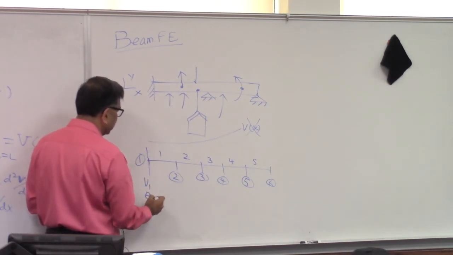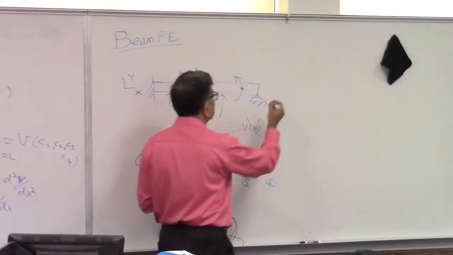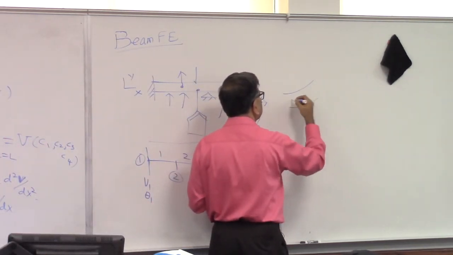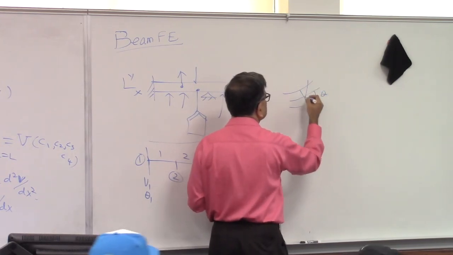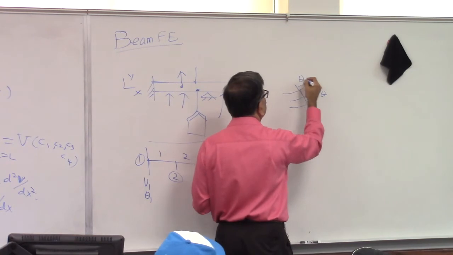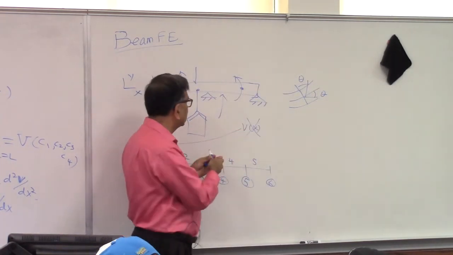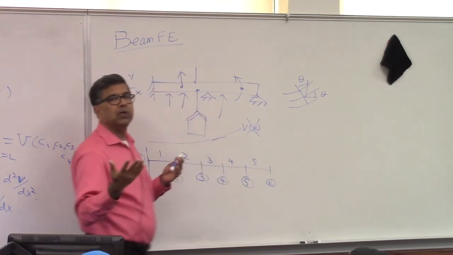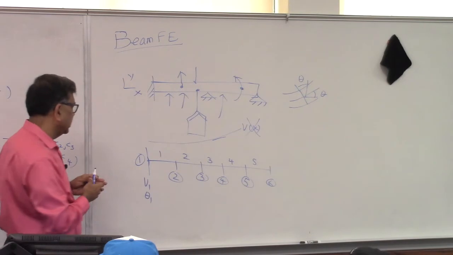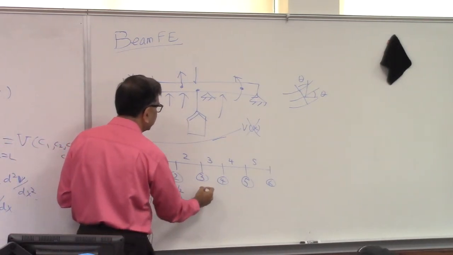The slope, sometimes I call it rotation. They are different: this is slope, this is rotation. But in Euler-Bernoulli beam theory, both are the same. Slope is the slope of the deflection curve. Rotation is the rotation of the cross section. We assumed a priori that they are the same. Okay? So that is V1, theta 1, V2, theta 2.